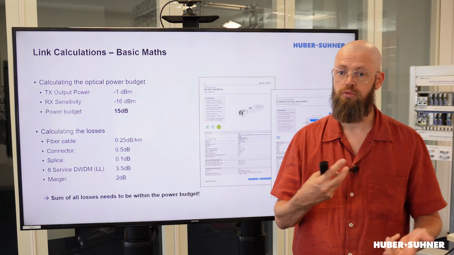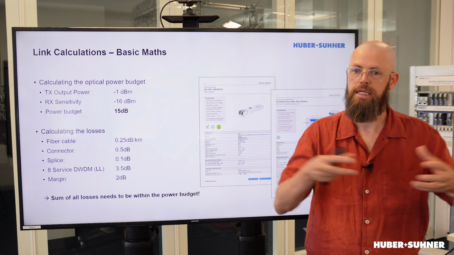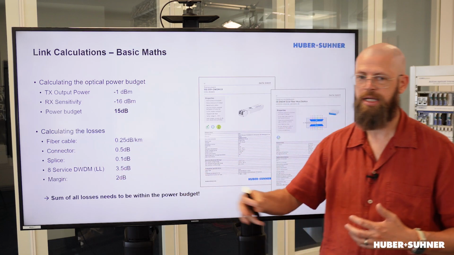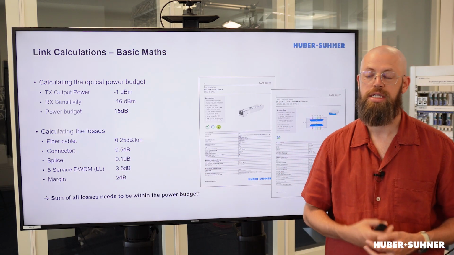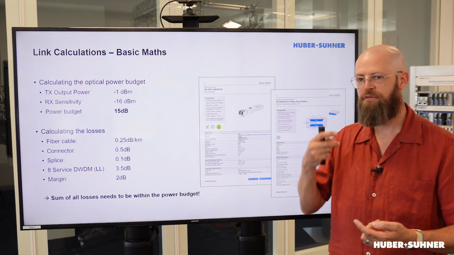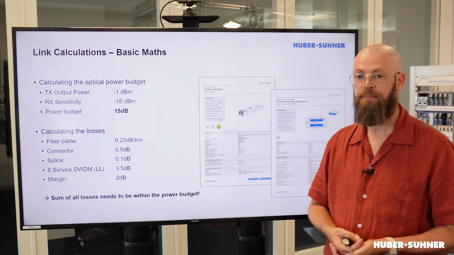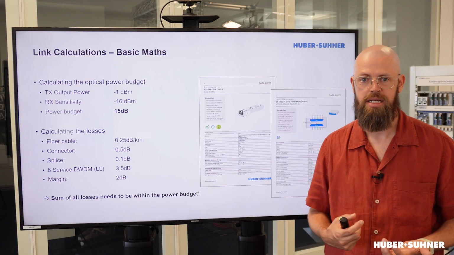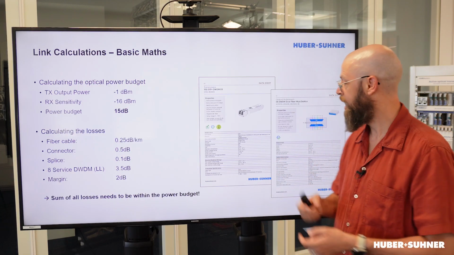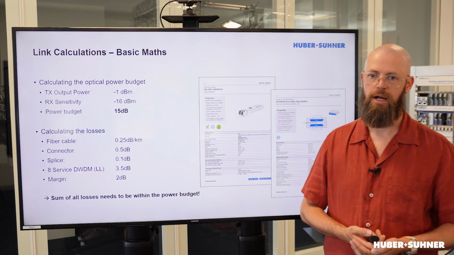The next step is to work out what the losses are over that fiber link, and every single component in that link will introduce a loss. First of all, the fiber cable will introduce a loss per kilometer, so the longer the distance, the higher the loss. Every single connector and every single splice will also introduce a loss. And of course, in a WDM setup, the multiplexers and demultiplexers will also introduce a loss. It is definitely important to check the datasheet to make sure you're working with the right loss.